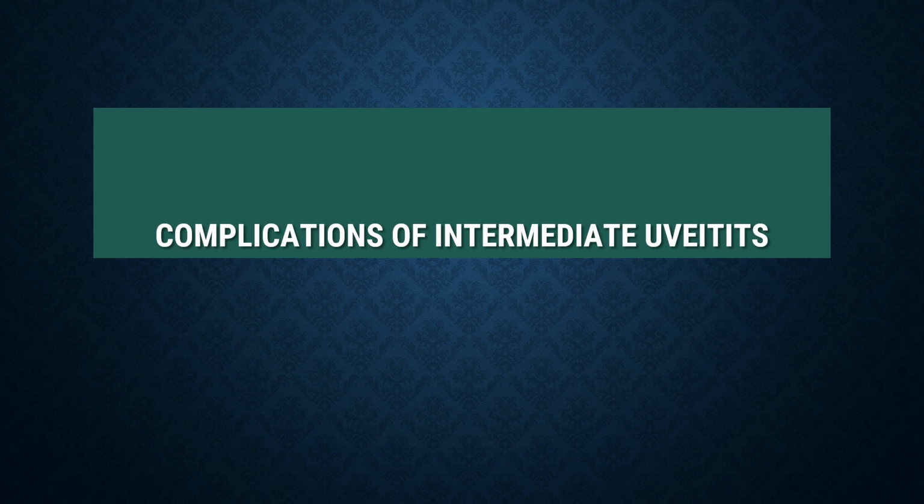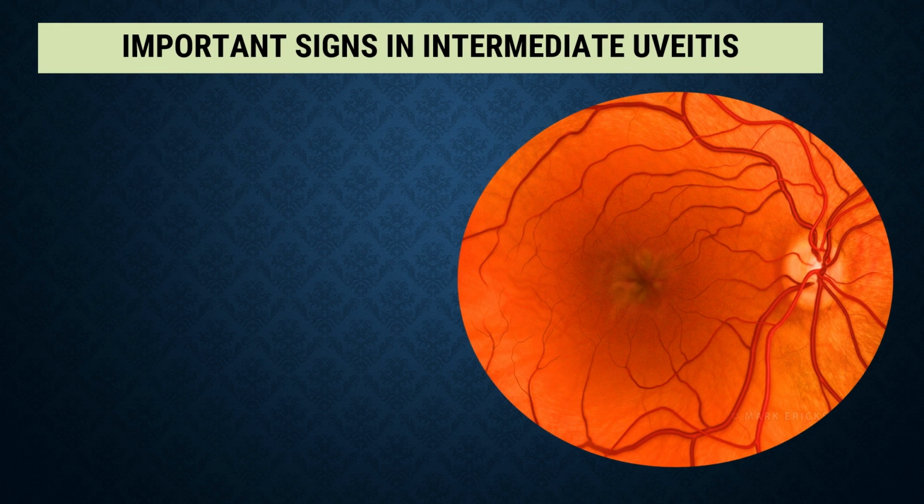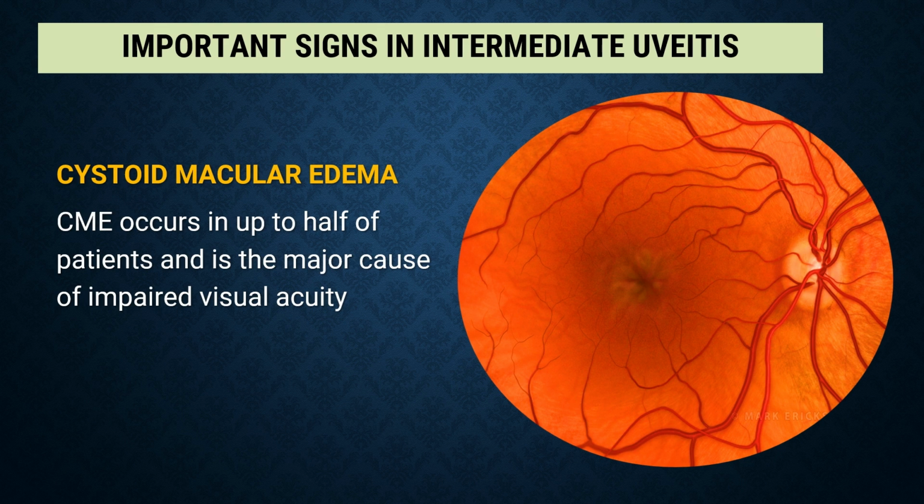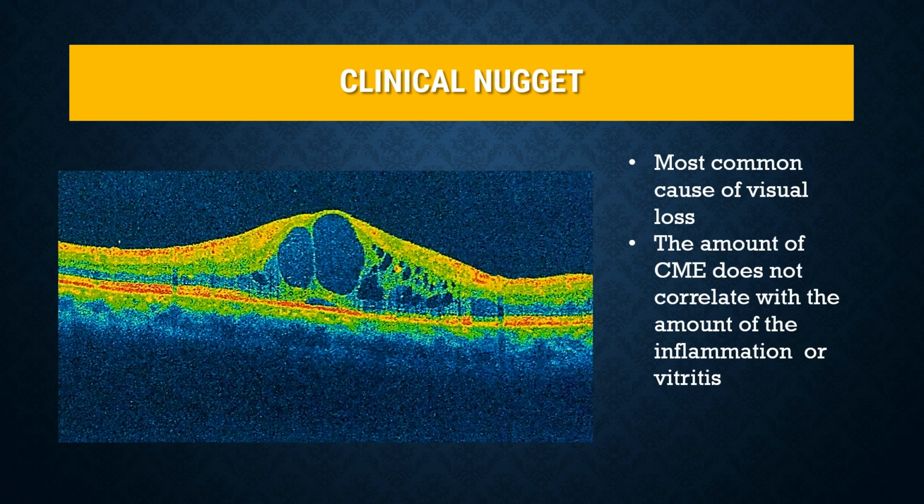Now let us discuss the complications of intermediate uveitis as well. The complication that you're going to see as a sign will be the presence of cystoid macular edema. As I told you, the cause of diminution of vision in intermediate uveitis is actually cystoid macular edema and sometimes dense vitritis as well. CME, or cystoid macular edema, occurs in up to about 0.5% of patients, and it is a major cause of impaired vision. On slit lamp examination, you're going to see that the foveal reflex is absent and you will see an altered appearance of the macular area.